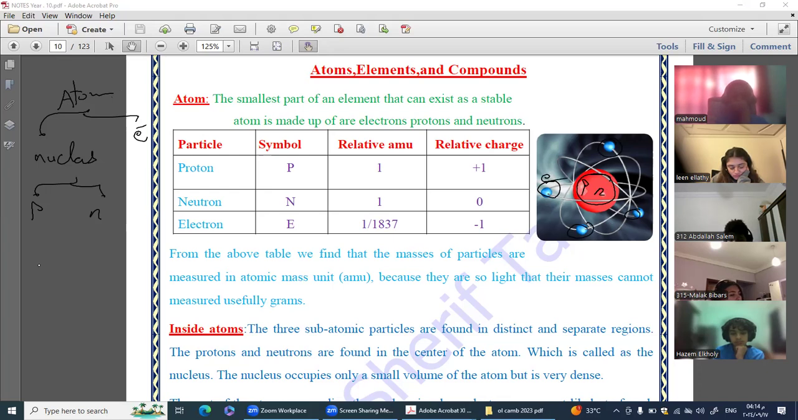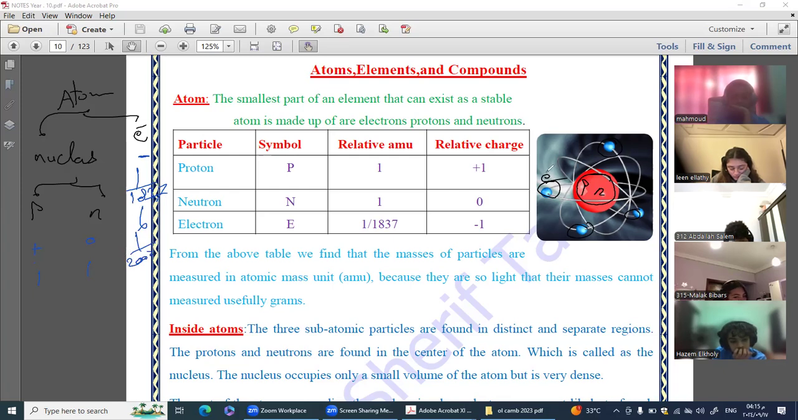Protons positively charged, electrons negatively charged, while neutrons neutrally charged. There is no charge for neutrons. The mass of protons 1, mass of neutrons also 1. Mass of electrons 1 over 1837, or approximately 1 over 2000.